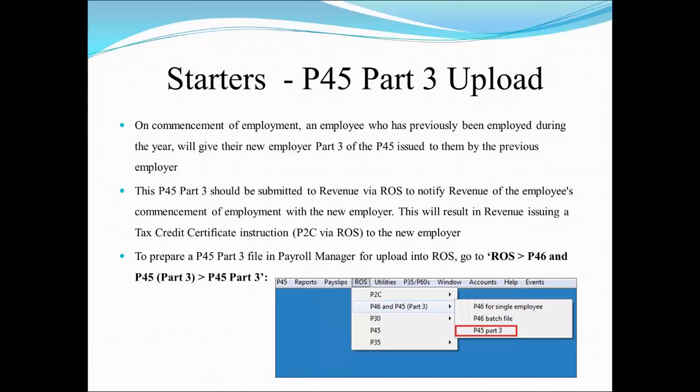Okay, and that is an example there where you would select to export amendments only when you're exporting your P2C files from ROS. So to prepare, first of all, the P45 Part 3 file in Payroll Manager, you're going to be going to the ROS menu, the P46 and P45 Part 3 option, and in this instance, because they've worked already in the tax year, we're going to be choosing the P45 Part 3 here.